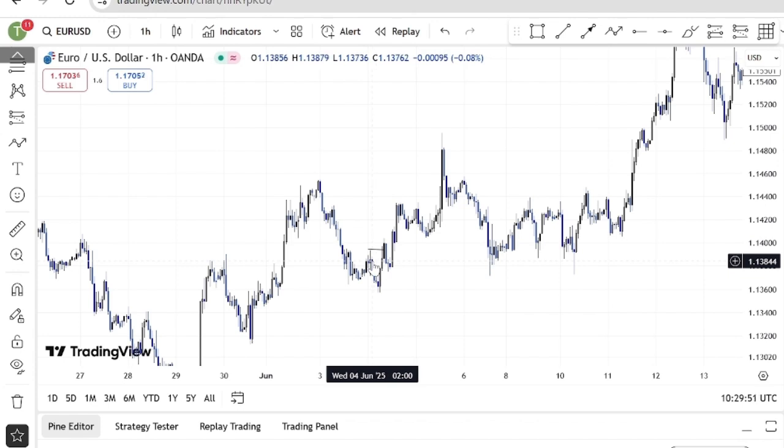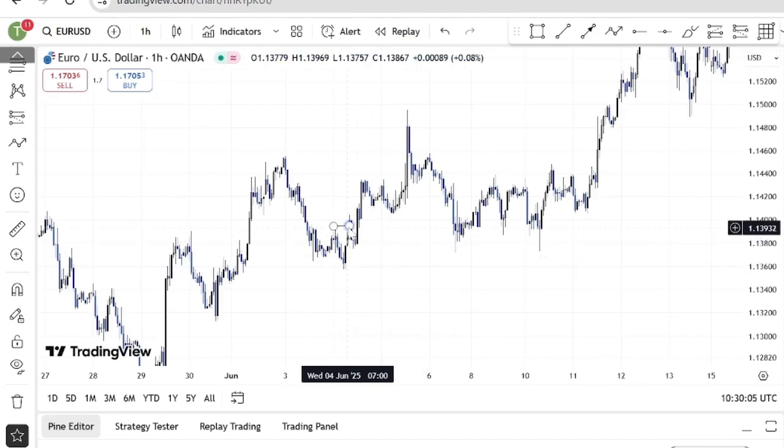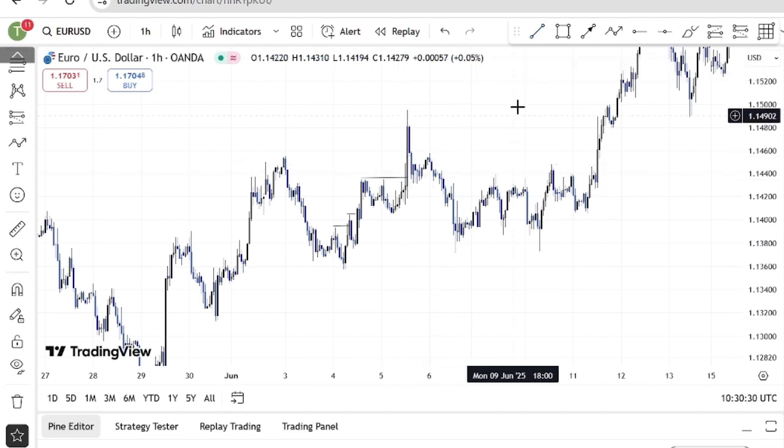So how are we going to be sure that the market is reversing? When you have this change of character here, with a full body close, that's what signifies that you now have a change of character and the market is changing to the upside. Followed by a break of structure at this point, then another break of structure at this point, and another break of structure here.